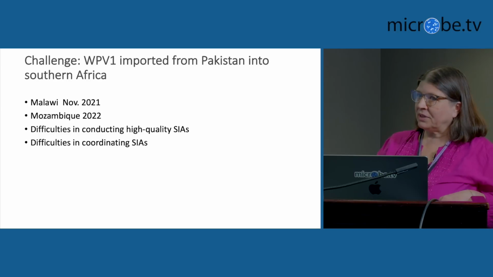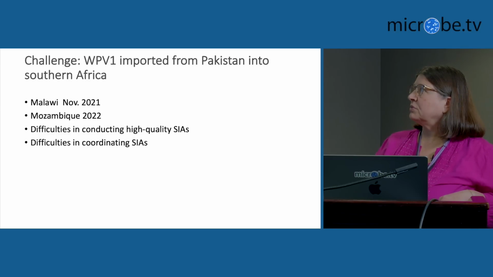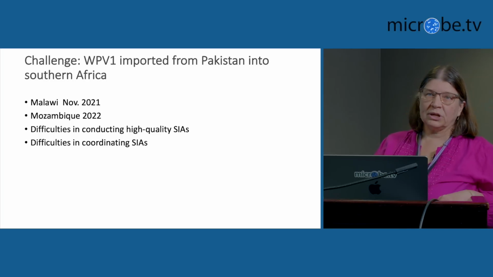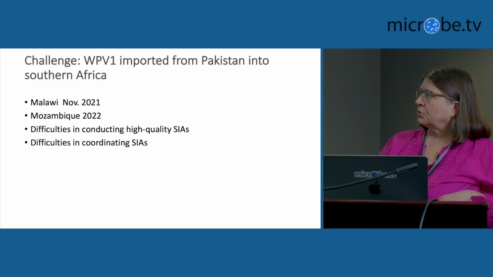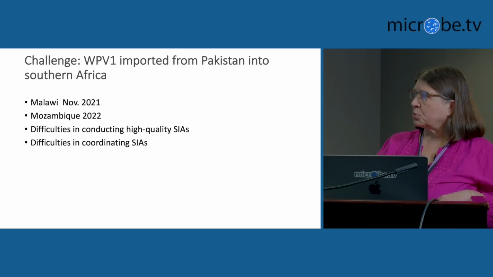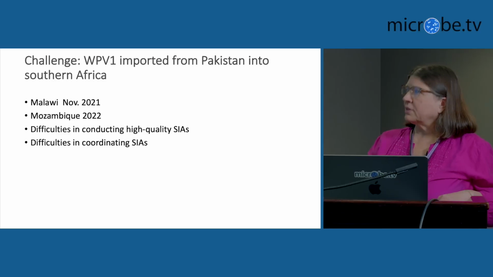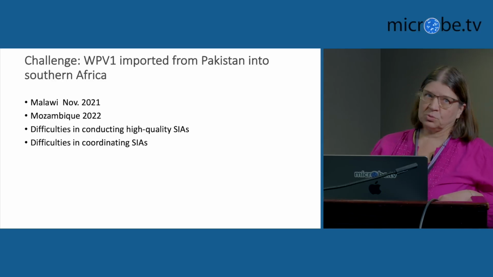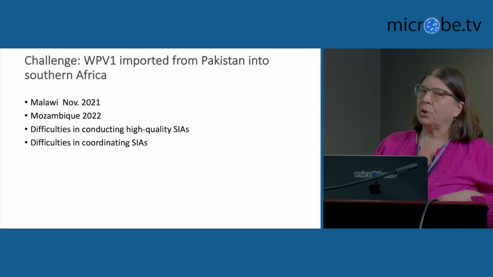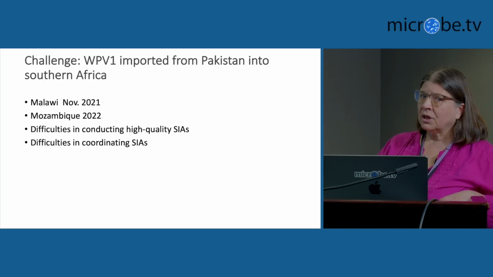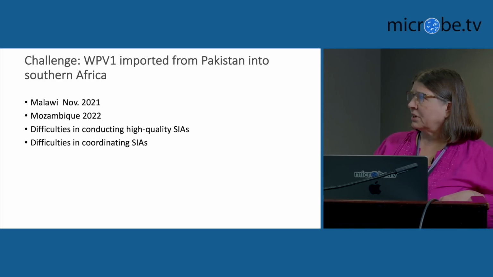One challenge has been the importation of wild type 1 from Pakistan into Southern Africa. The first case was discovered in Malawi in November 2021, and then several cases were discovered in Mozambique in 2022. It's more likely that Mozambique had shared the virus with Malawi. It's impossible to know how long it had been in Southern Africa. There are some orphans in Pakistan, so it's difficult to know, but it most likely does not indicate a huge problem in that part of the world.